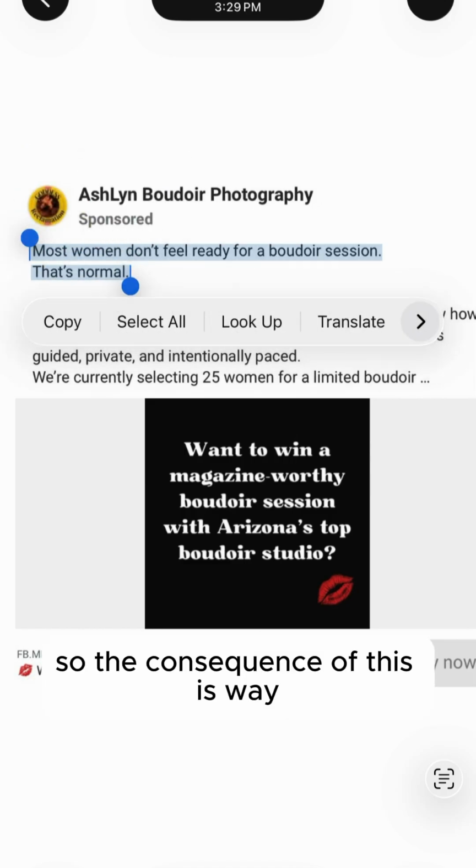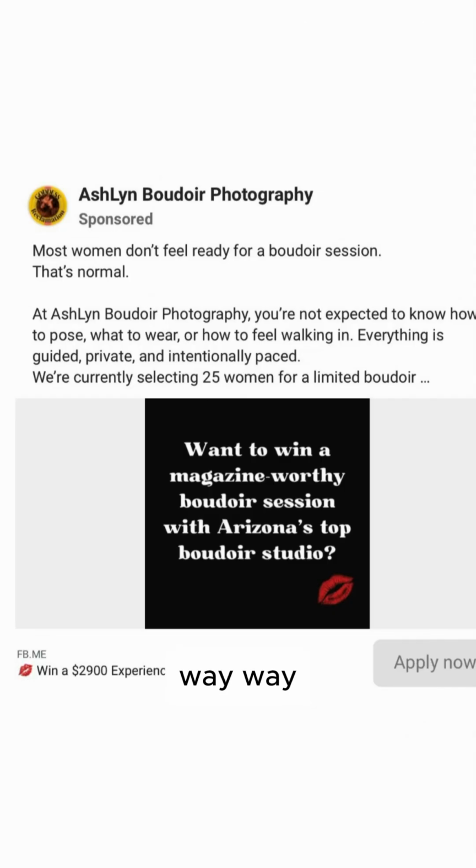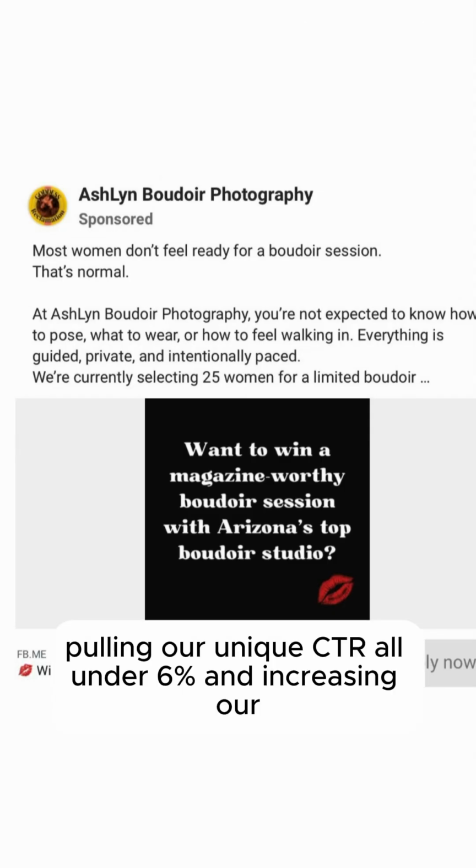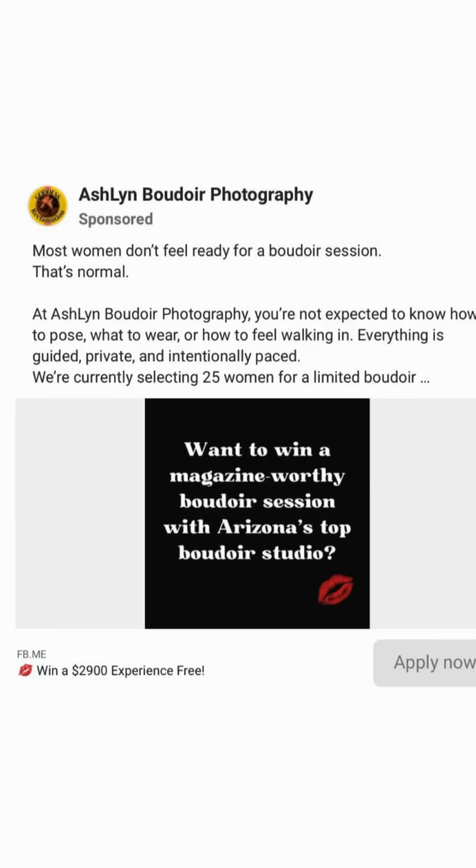So the consequence of this is way more women are going to be scrolling by our boudoir Facebook ad than normal, pulling our unique CTRL under 6% and increasing our probability of having BLCS, boudoir low click syndrome.